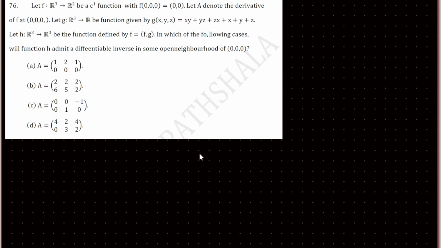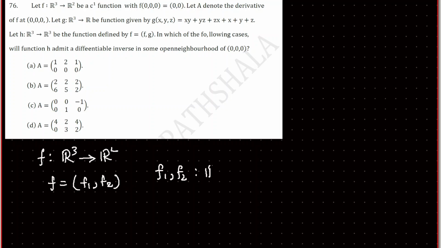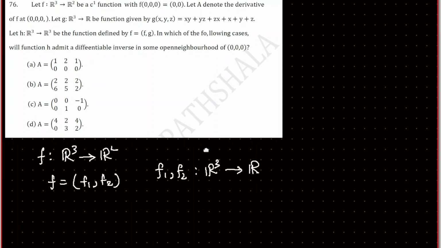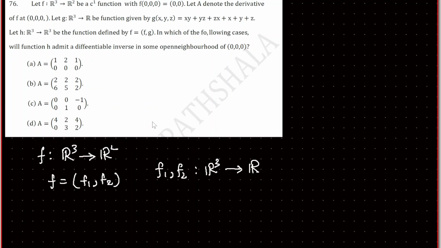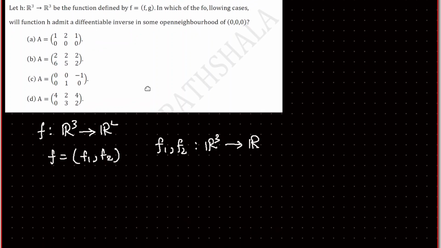So here we have function f from R3 to R2, right? What we'll initially do is we'll write f as f1 comma f2, where f1 and f2 are maps from R3 to R. Then it's given that g is a function, and we are asked when will h admit a differentiable inverse in some neighborhood of 0 comma 0.